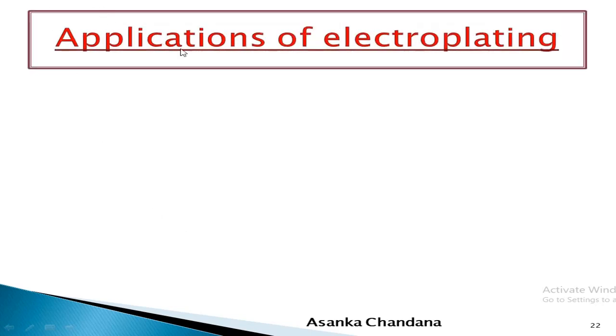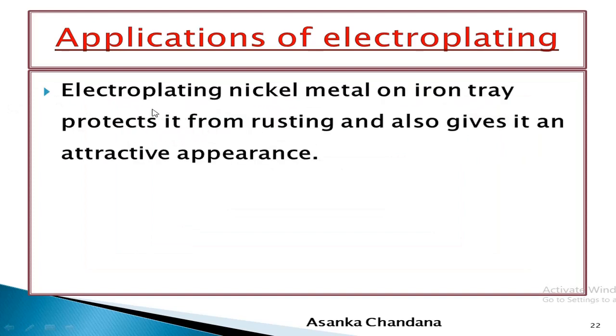Then we will go to the applications of electroplating. What are the applications of electroplating? Electroplating nickel metal on an iron tray protects it from rusting and also gives it an attractive appearance. When nickel metal is applied on the iron tray, it gives a bright colour and protects it from rusting. That is an application of electroplating.